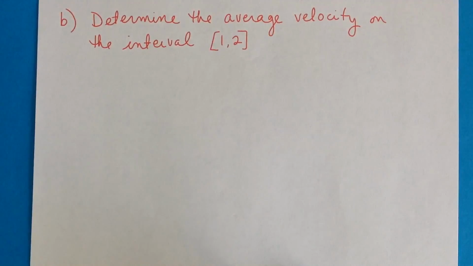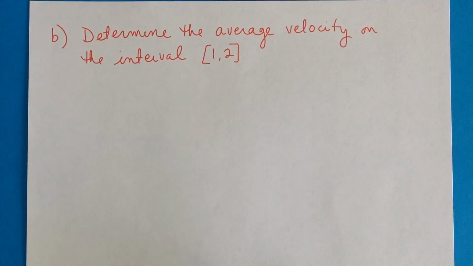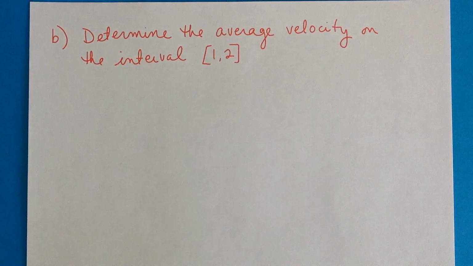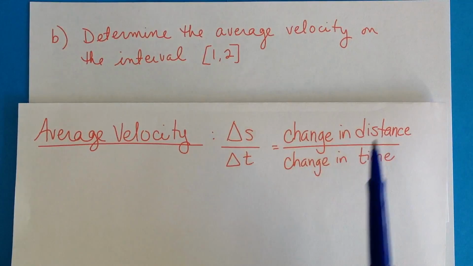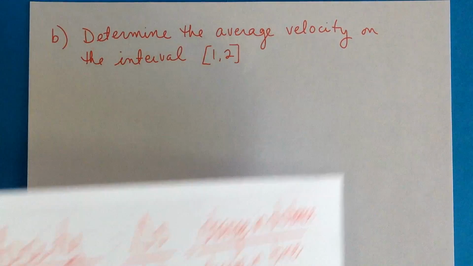Okay, next, you're asked to determine the average velocity on the interval from 1 to 2. So that just means from 1 second to 2 seconds, what would be the average velocity of this ball that's being dropped from the top of the building. All right, so you remember what we did with average velocity. I said that it was the change in the distance divided by the change in time.